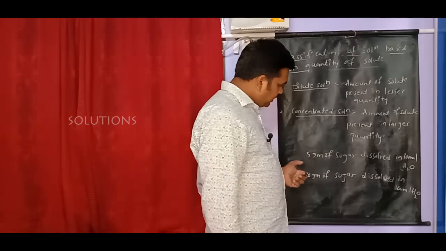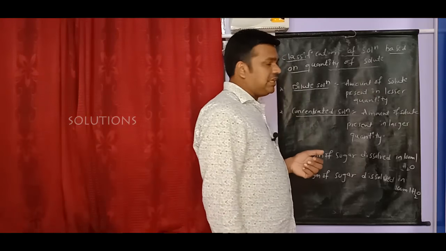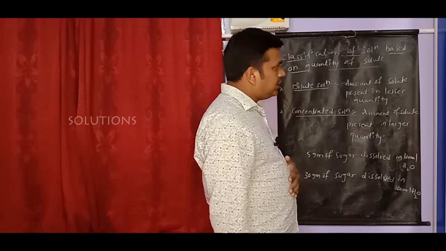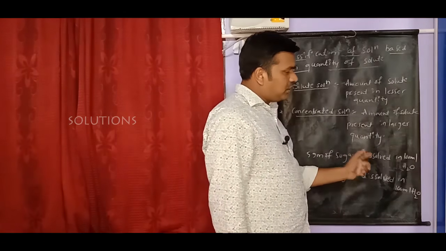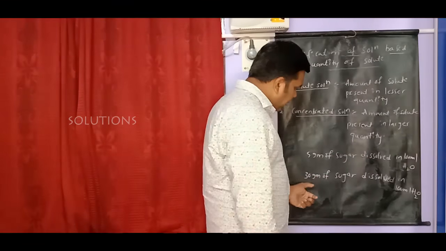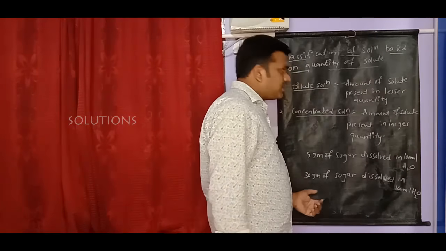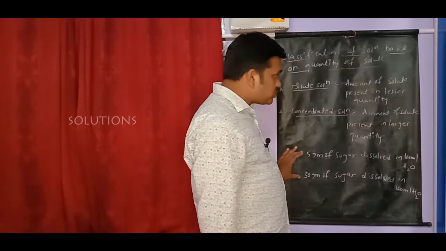Let us see here. I wrote two examples related to dilute and concentrated. 5 grams of sugar dissolved in water, you will get a sugar solution. And 30 grams of sugar dissolved in 100 ml of water. Here also you are getting a sugar solution. What is the difference between these two?